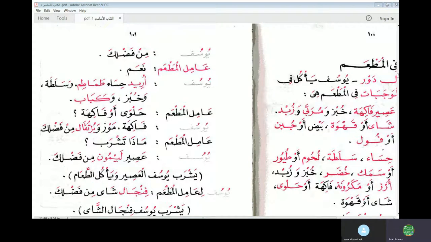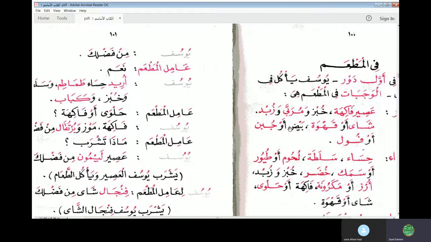Now read this, complete on the next page. Fil mat'am, in the hotel. Mat'amul funduk is the meals in the hotel, the restaurant of the hotel.